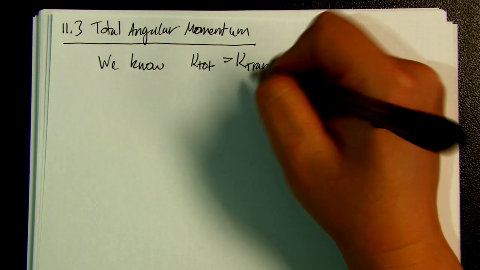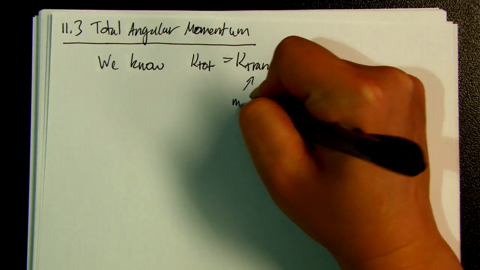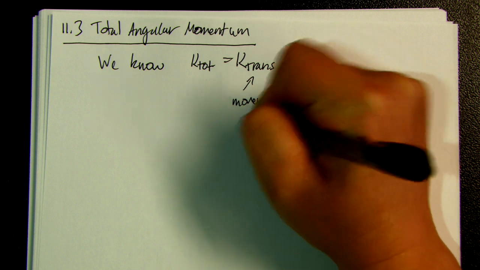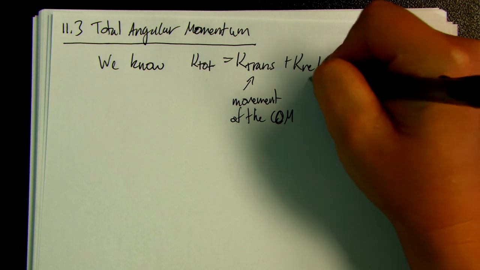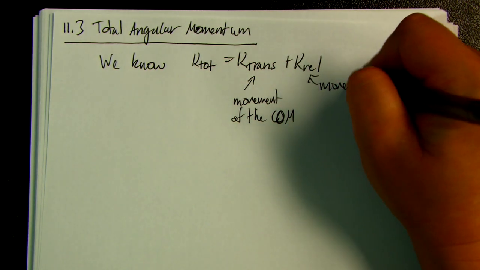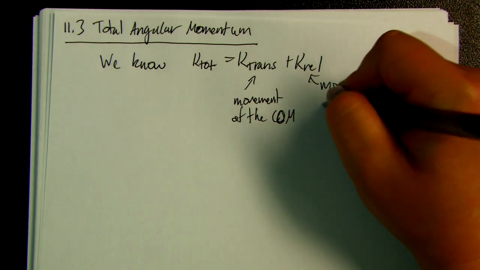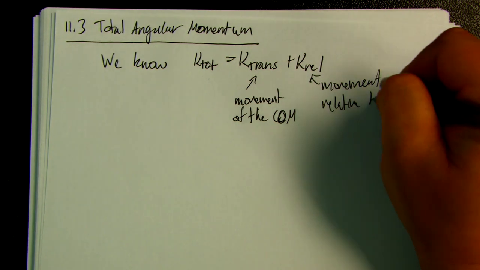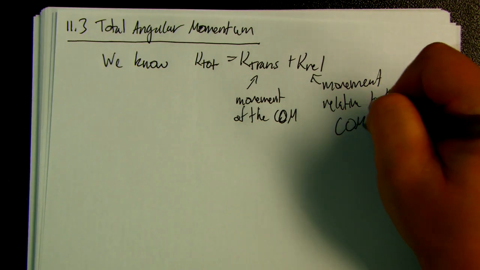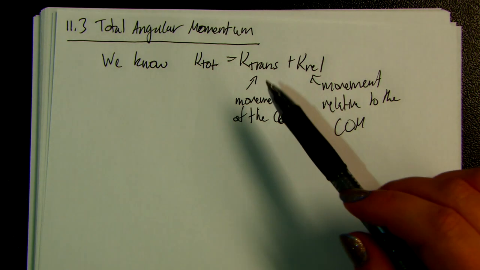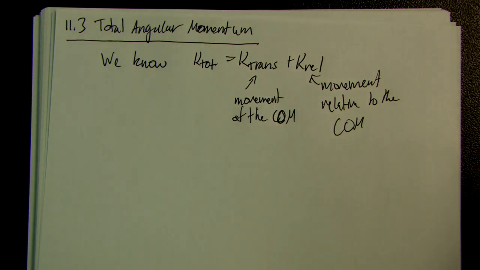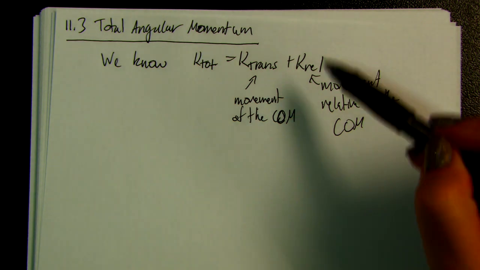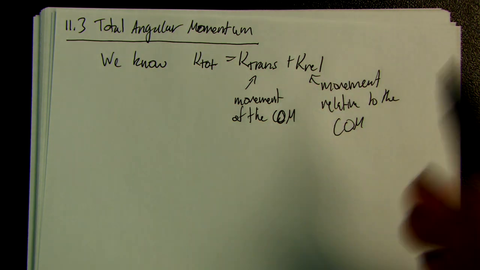So translational is movement of the center of mass, and relative is movement relative to the center of mass. So if we throw a frisbee, the translational displacement, just the arc that it makes, would be its translational kinetic energy, and the relative kinetic energy would be the spinning motion.